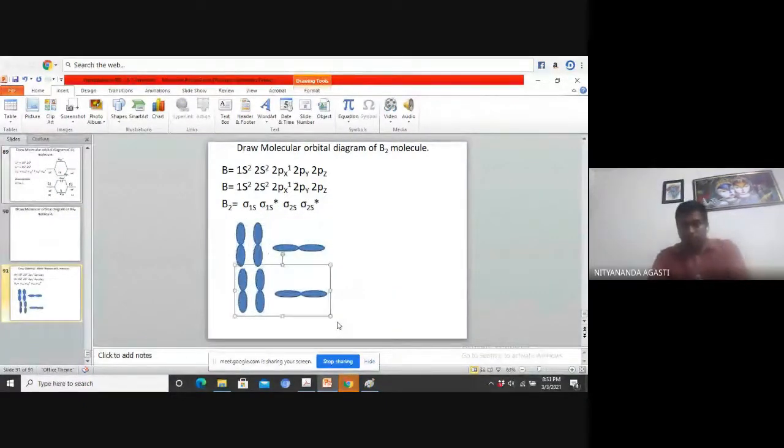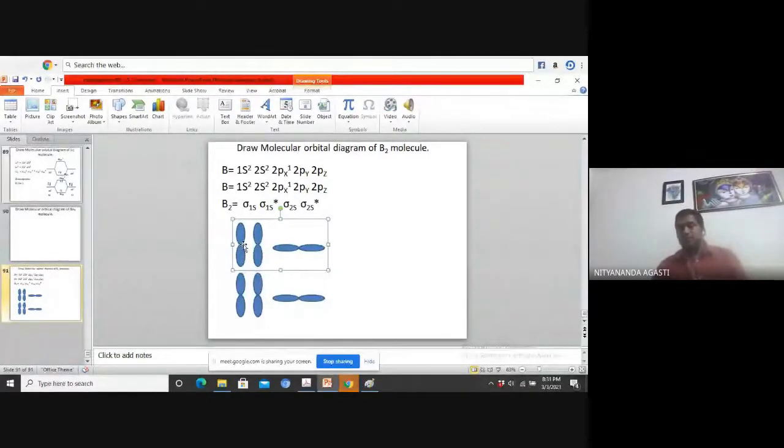Just think of this: two boron atoms. They have atomic orbitals: px, px, py, py, pz, pz. Now we'll pick up this px. Px will combine with what? This, or this.